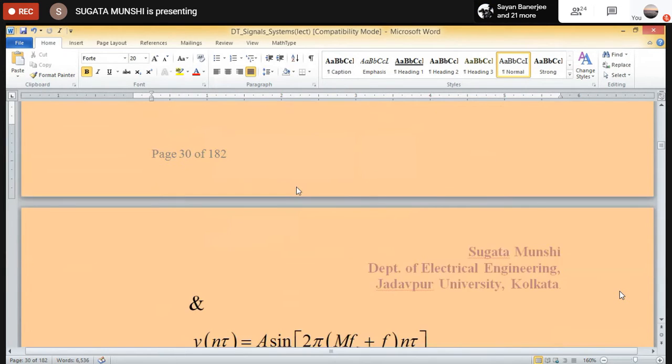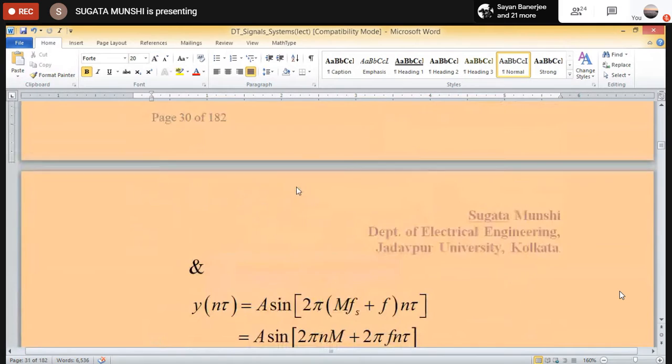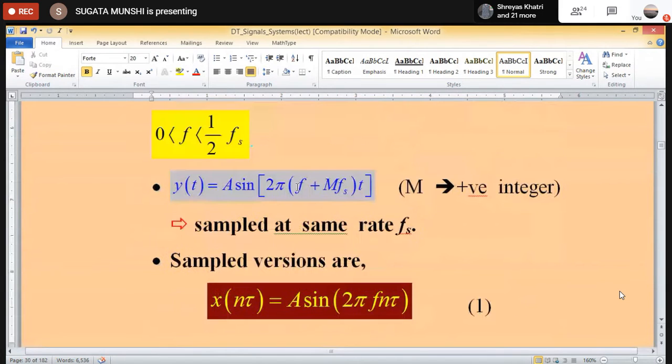What is the frequency of y(t)? Any member of y(t) has frequency f plus capital M fs. That means the frequencies of y(t) and the frequency of x(t) differ by integer multiples of the sampling frequency. That means you cannot distinguish between the sampled versions of sinusoids whose frequencies differ by integer multiples of the sampling frequency.